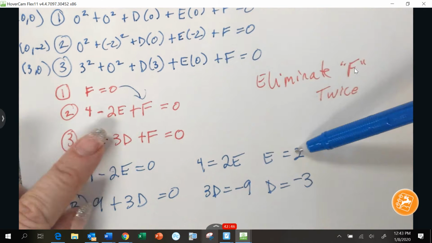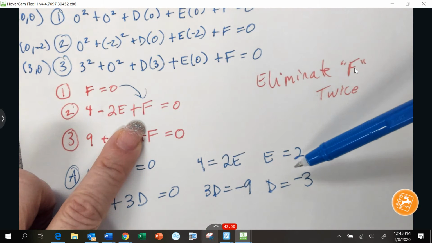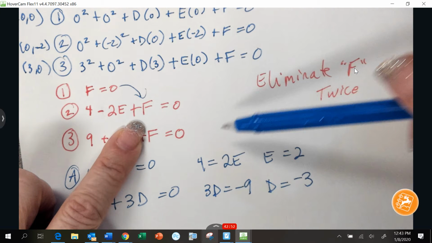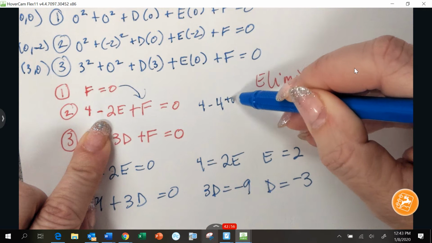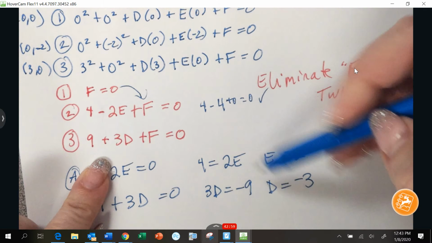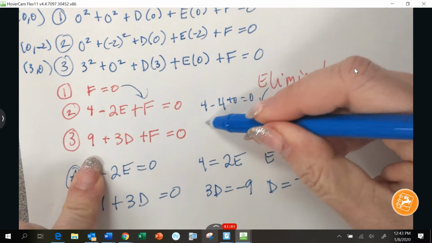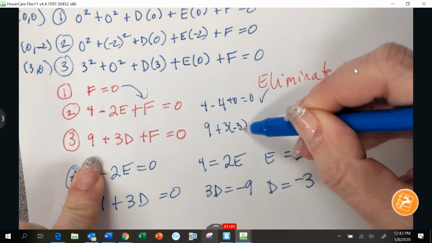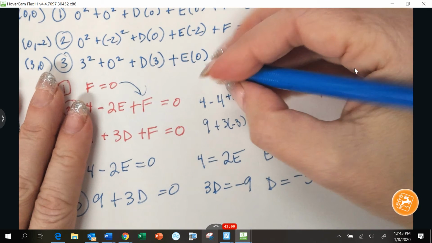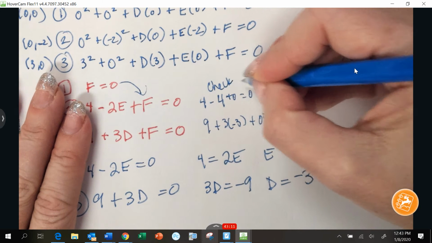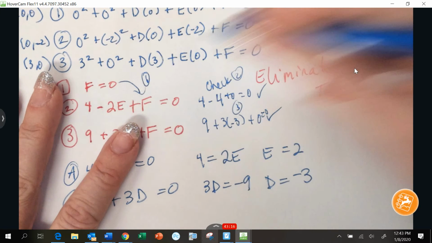If I plug in E and F for one, four minus 4 plus 0 equals 0. Yep, that one checks. And then I plug in -3 and 0 for the third one: 9 plus 3 times -3 plus 0 equals 0. That checks. Okay, so I checked 2, I checked 3, I checked 1, I just didn't write it down.